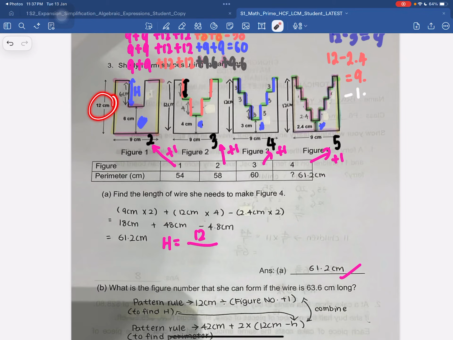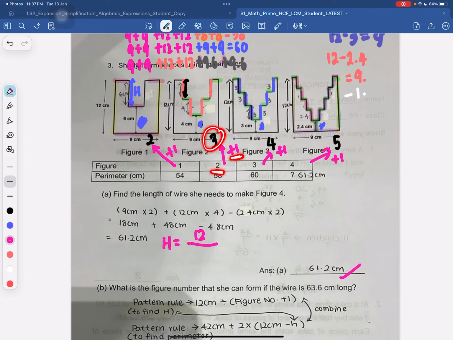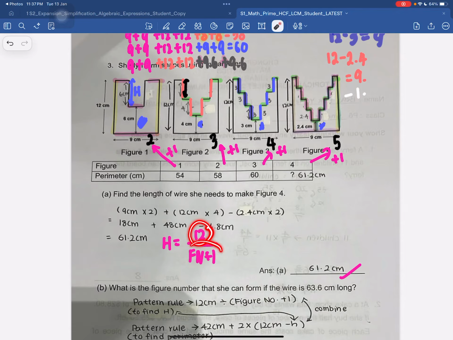you see, 12 we divide by 2 parts. It comes from here, but to get the 2 is actually figure number at 1. Can you see? To get this number is figure number add 1. So actually your formula is figure number plus 1. Yeah. So we can do a check. 12 divided by figure number plus 1.